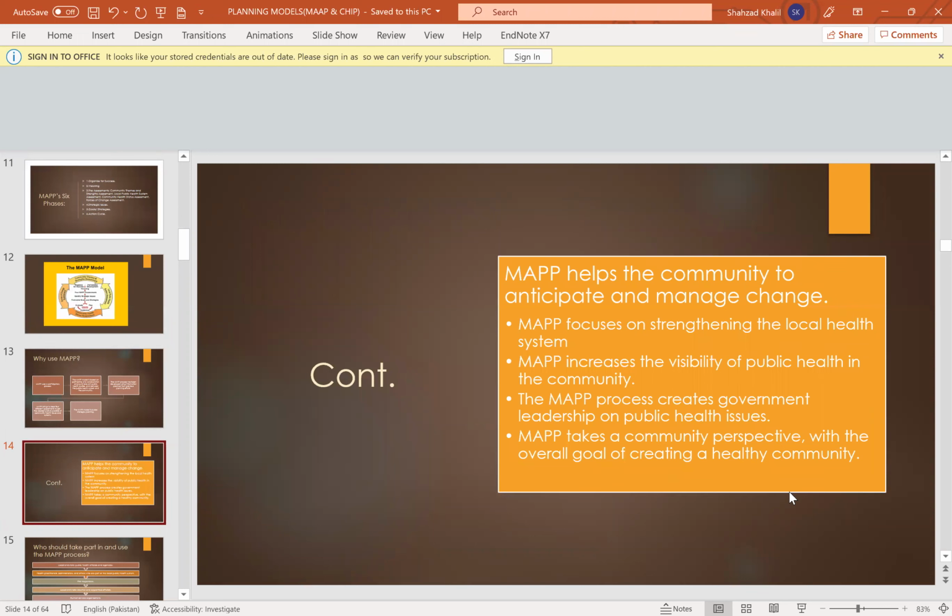MAP helps the community to anticipate and manage change. It focuses on strengthening the local health system. It increases the visibility of public health in the community. The process creates government leadership on public health issues, and it takes a community perspective with the overall goal of creating a healthy community.